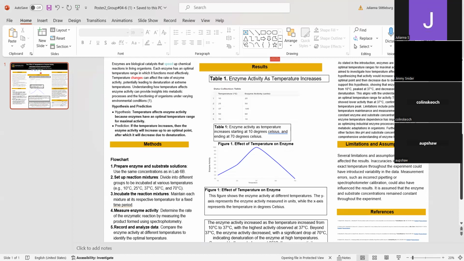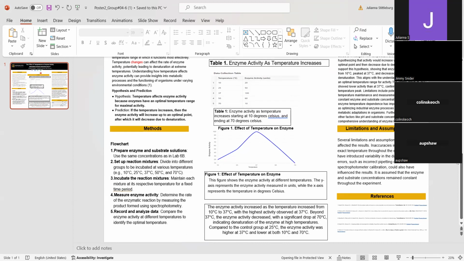The result text is: the enzyme activity increased, as we see, from 10 degrees Celsius to 37 degrees Celsius, with the highest activity being observed at 37 degrees Celsius. Beyond 37 degrees Celsius, the enzyme activity decreased with a significant drop at 70 degrees Celsius, indicating denaturation of the enzyme at high temperatures. Compared to the control group at 25 degrees Celsius, the enzyme activity was higher at 37 degrees Celsius and lower at both 10 degrees Celsius and 70 degrees Celsius.